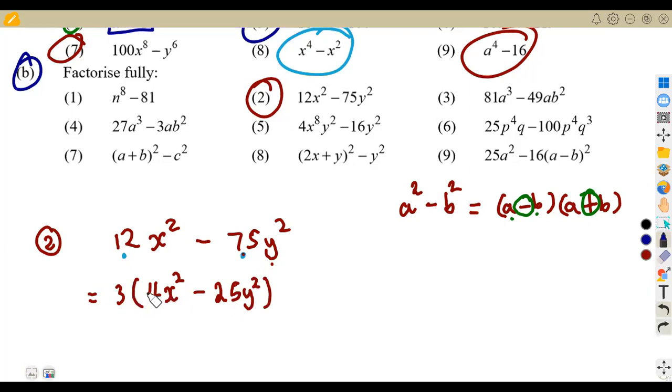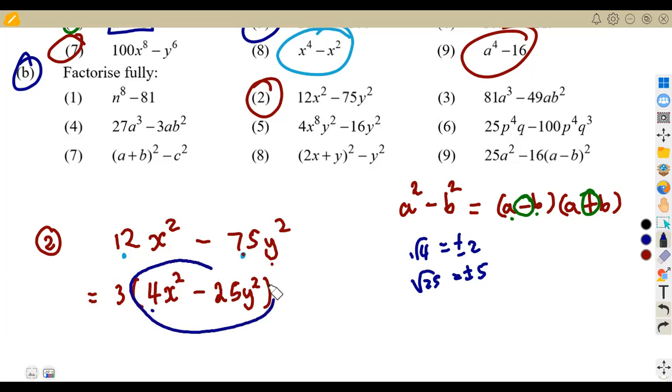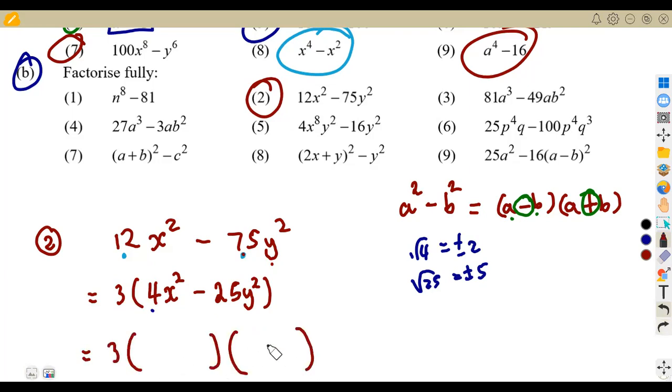Because 4 is a perfect square. Remember the square root of 4, which is plus or minus 2, all right? The square root of 25 in this case is plus or minus 5. So we now have perfect squares. Remember x squared and y squared, these are perfect squares. So we now have a difference of two squares in this part that we have after factoring out the 3. So that means we are going to have two brackets from the difference of two squares.